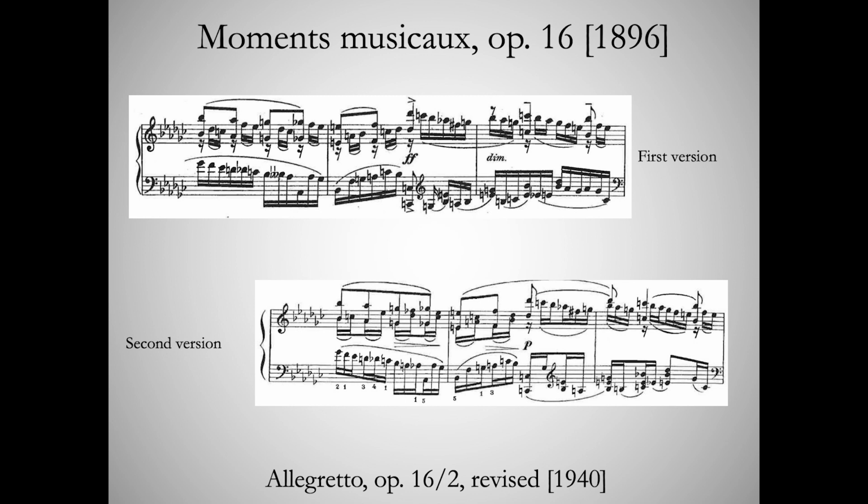What he does in the second version is he keeps the triplets going, the sextuplets in this case, in the left hand, but switches to groups of 2 and 4 in the right hand. He doesn't always do this, as you notice in that second measure. By the second half of the measure, he's back to using the sextuplet, but he's actually switched so that the left hand is doing the duple.